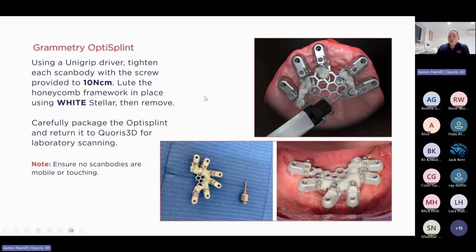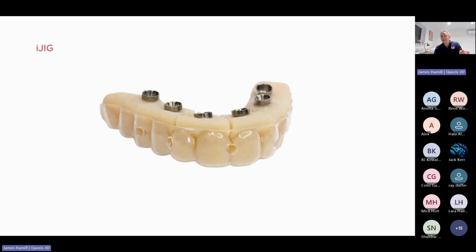And then you can do an optional iOS scan of it in the mouth. But ultimately what we want you to do is to unscrew it, you've now got an actual verification jig, which can be digitized whenever you send it back to the lab. So what we will do is we will lab scan that, which will be a lot more accurate than you scanning it in the mouth with your iOS. Okay, so you're going to take it out, you're going to carefully package it, and you're going to send it back to us. And now we've got the 6th scan.